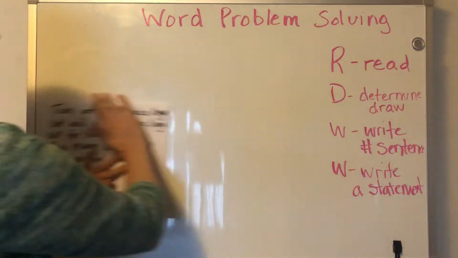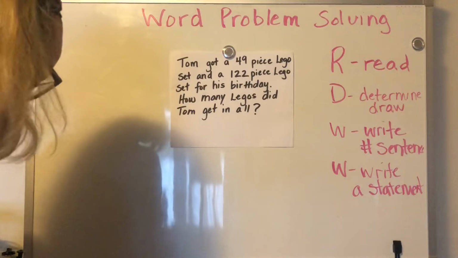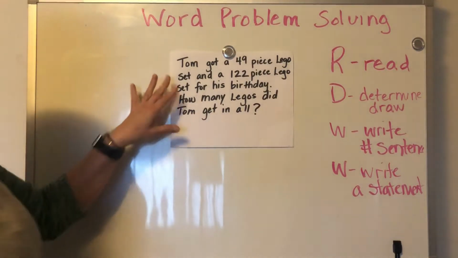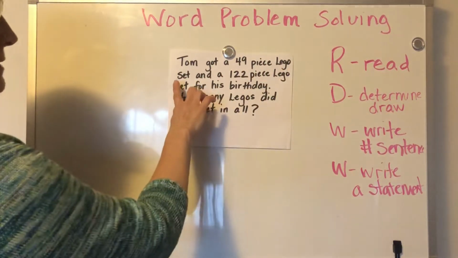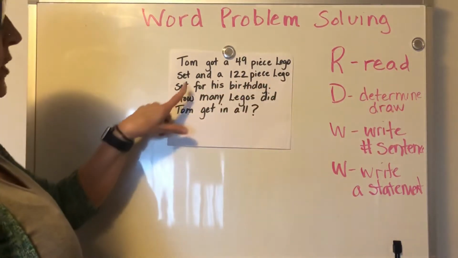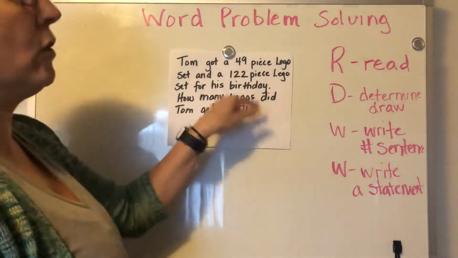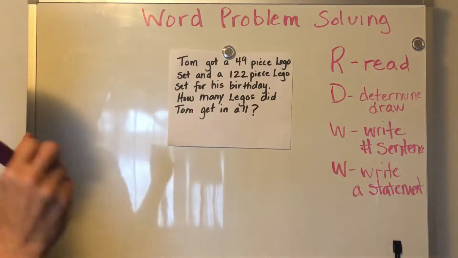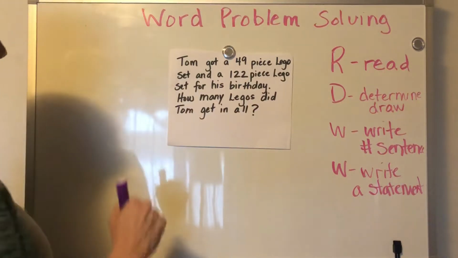So Mr. DeJordy wrote a problem here. And so we're going to use this process to solve it. So this problem says, Tom got a 49-piece Lego set and a 122-piece Lego set for his birthday. How many Legos did Tom get in all? So we did this number one, we read it. Now we are going to text code it for understanding. That's part of my reading it.